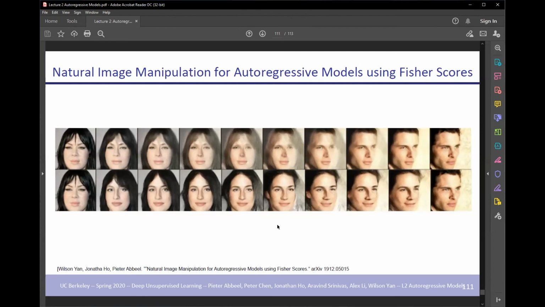So size invariant generation using autoregressive networks. That was an open question in '19 when they taught it, but with all the improvements to Pixel CNN, apparently that problem has been solved, meaning that you can generate bigger sized images than what you start off with when you train. So that's a solved problem. It wasn't solved when he taught it in '19.